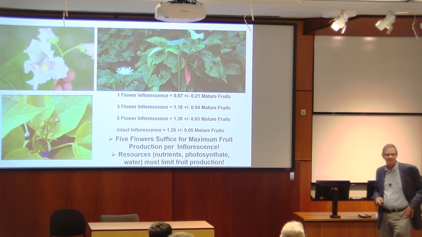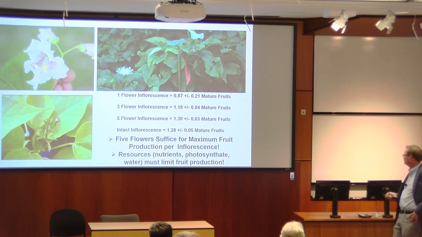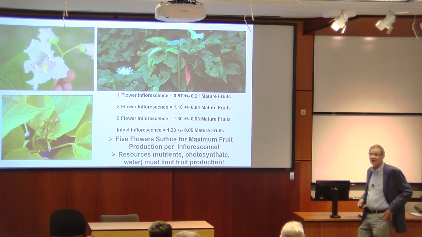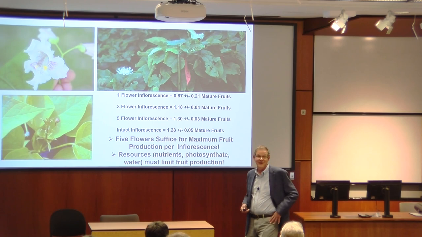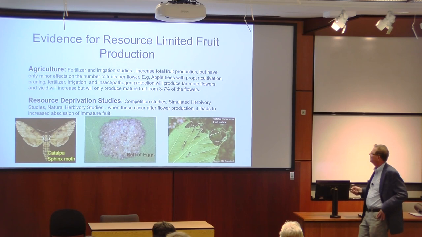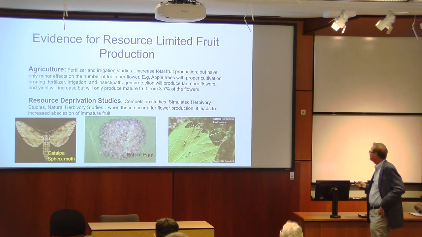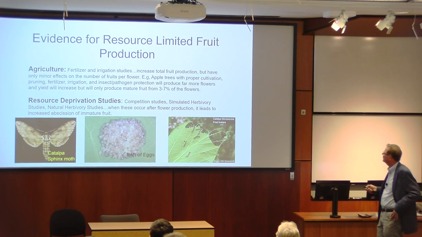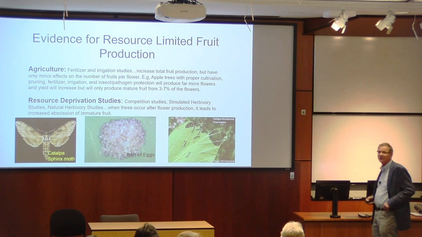So really what's happening is resources, nutrients, photosynthate, water, that must be what's limiting reproduction. We're not talking about squirrels coming down and eating these fruits or anything of that sort, which I also checked. And evidence for resource-limited fruit production comes from all kinds of agricultural studies. For example, with apple trees, with proper cultivation, pruning, fertilizer, irrigation, insect and pathogen protection, you'll produce far more flowers per apple tree, and yield will increase, but still you're only getting mature fruit from about 3 to 7% of the flowers.